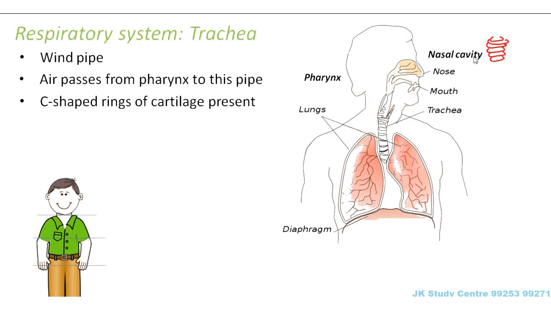So what is the purpose of this cartilage? It prevents collapsing of the trachea even if there is no air. Now suppose inside there is no air, the trachea is quite flexible. So if inside there is no air, there are chances that it can collapse down. It can shrink up. So in order to prevent that collapsing, these cartilages are present to give it some structural support. So what do these cartilages do? They prevent the trachea from collapsing when there is no air.